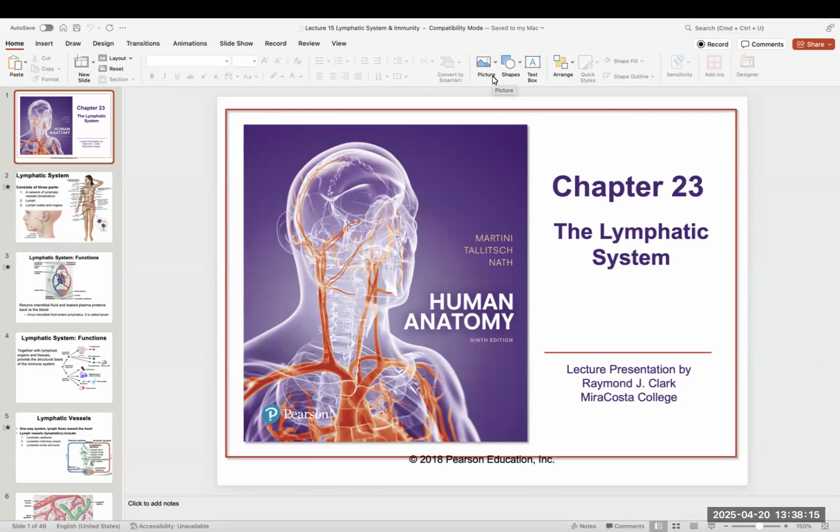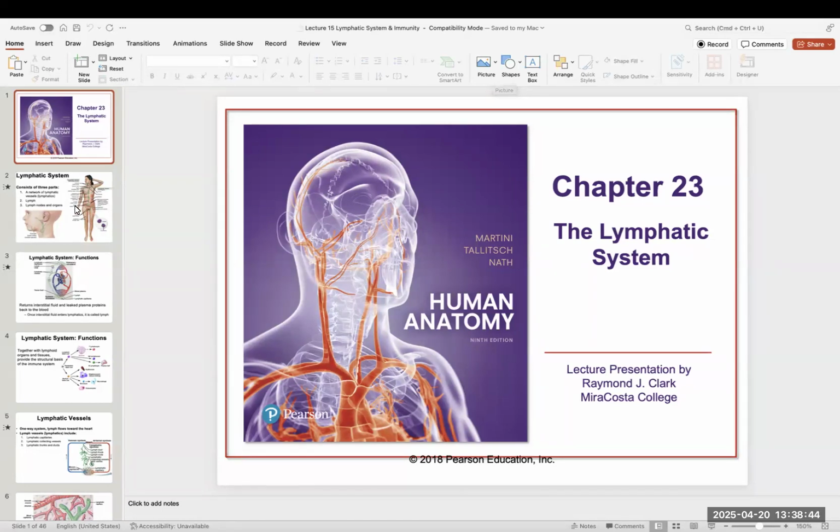This is going to be chapter 23, and most people don't really know too much about the lymphatic system. They might have heard about lymph nodes and tonsils, and that's pretty much it. For the most part, the circulatory system, digestive system, and reproductive system get most of the attention in terms of anatomy and physiology. So let's go into this chapter. Sometimes we run out of time and don't cover it, but I'm going to go ahead and put this in the course.